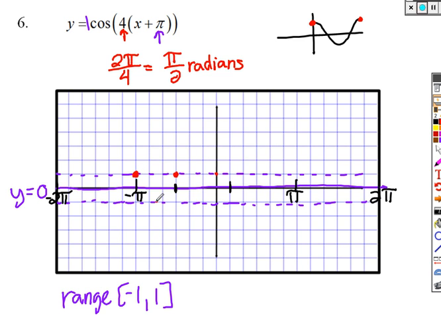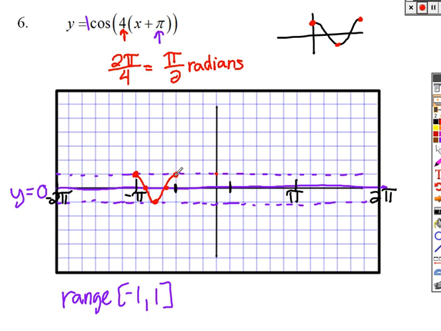So in between, I should hit the low point. And in between the high and the low point, in between the max and the min, right about there, I'm going to cross the midline. Same thing here, between the min and the max, I'm going to cross the midline. And then that would be one complete cycle of this cosine function.